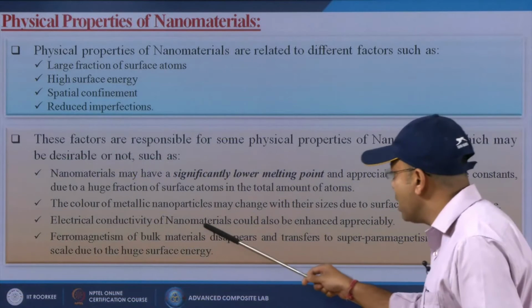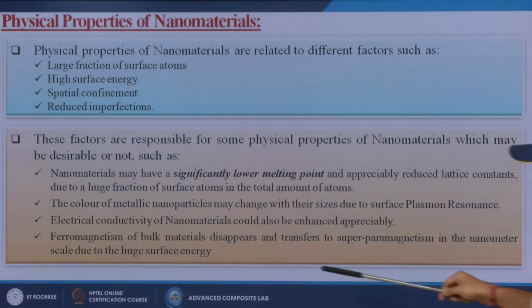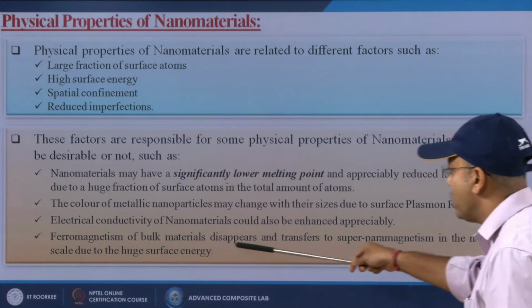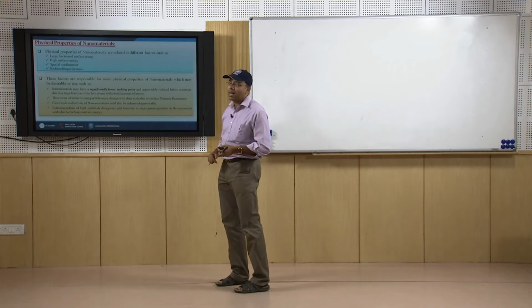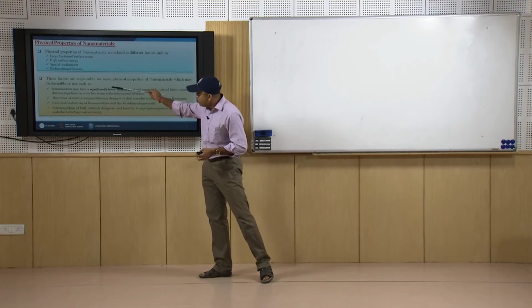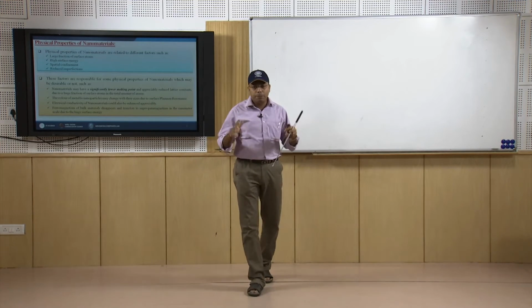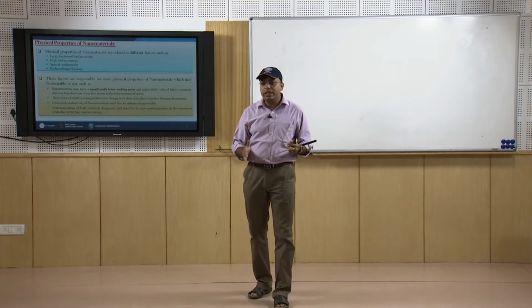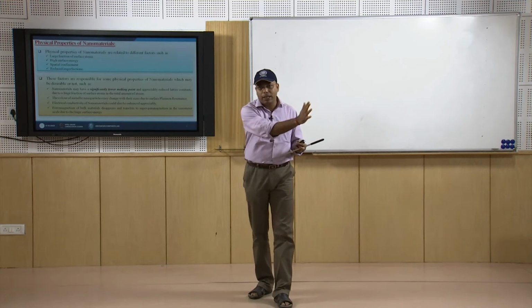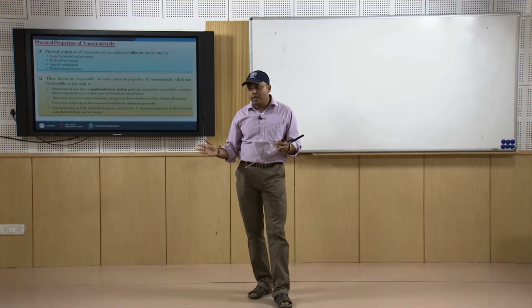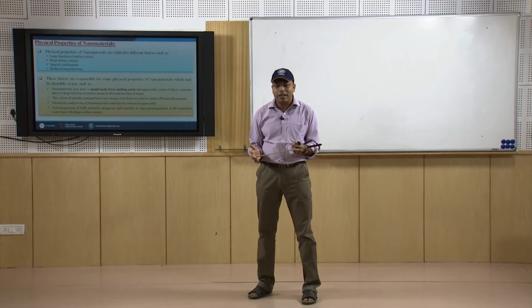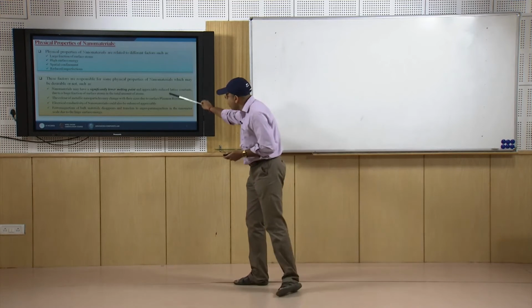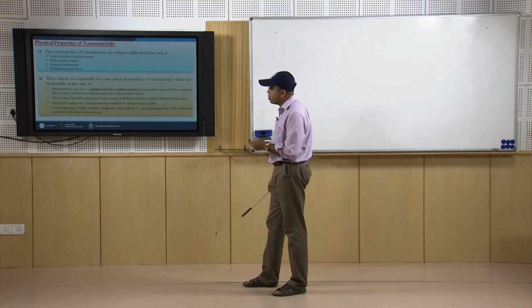Electrical conductivity of nanomaterials could also be enhanced appreciably. Ferromagnetism, or the magnetic properties of bulk materials, disappears and transfers to superparamagnetism in the nanometer scale due to the huge surface energy. So, all these things are the beauty of these materials when we change their size from micrometer level to nanometer level. This is the main vital reason why we reduce the size for getting better properties, which we are going to see in detail in our subsequent slides.